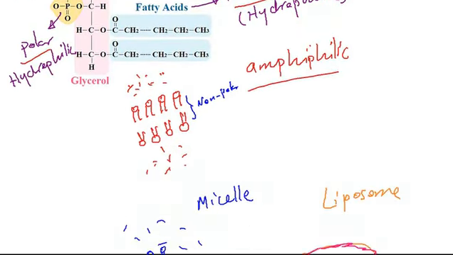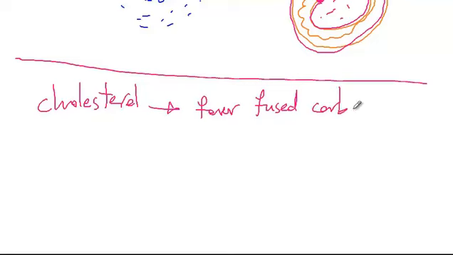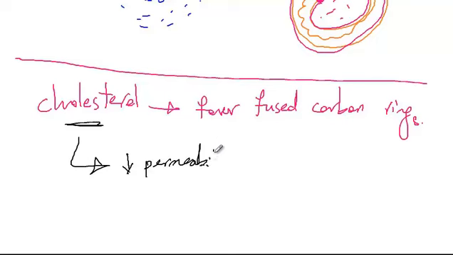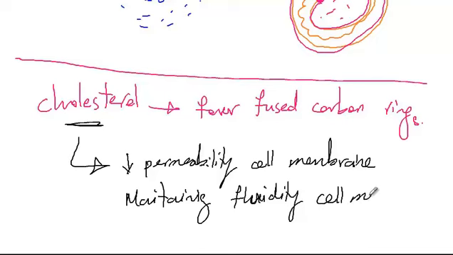Alright, so that concludes discussion of phospholipids. Let's move on to the next lipid molecule that we commonly encounter in a cell membrane, and this includes the cholesterol, which is made of 4 fused carbon rings, and its function is actually to reduce permeability of the cell membrane while maintaining fluidity of the cell membrane at low temperatures.